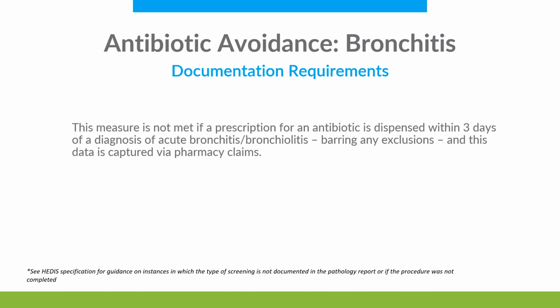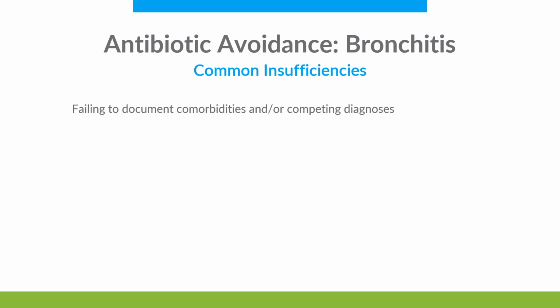This slide addresses documentation requirements for this particular pharmacy measure. This measure is not met if a prescription for an antibiotic is dispensed within 3 days of a diagnosis of acute bronchitis or bronchiolitis, barring any exclusions, and this data is captured via pharmacy claims. One common insufficiency in this pharmacy measure is failing to document comorbidities and/or competing diagnoses.